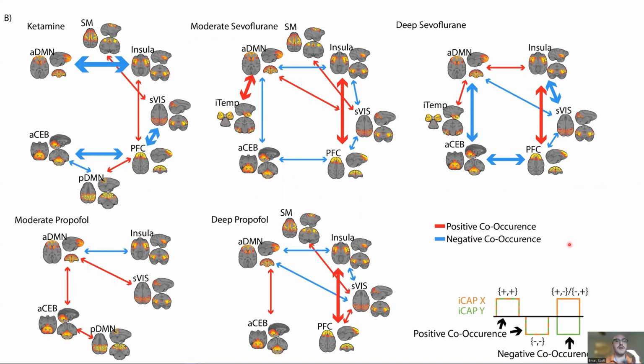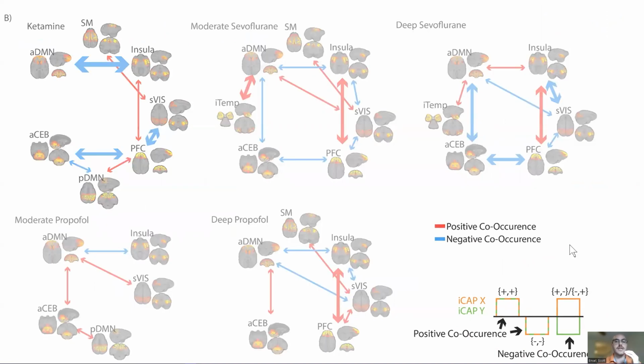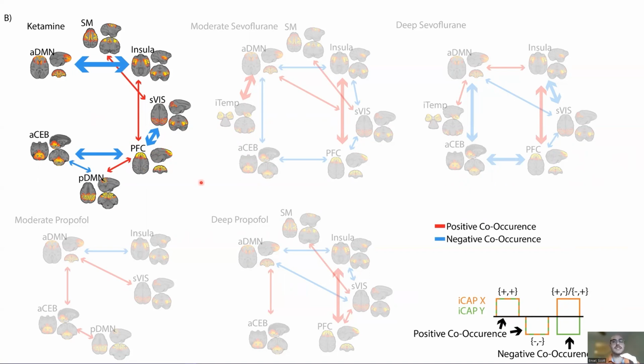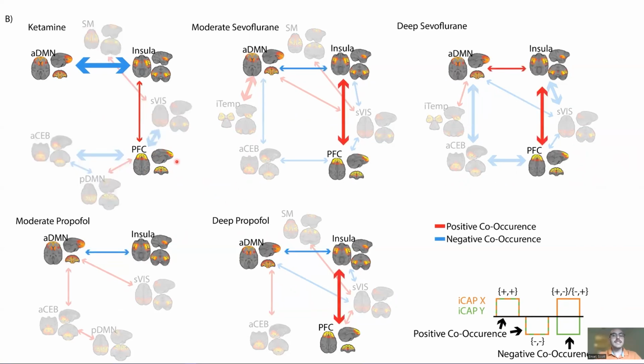Now, there's a couple things that I want to point out. The first is that larger lines mean it's either more negative or more positive, where negative is blue and positive is red. Ketamine here, out of all the conditions, had the largest ratio of negative couplings compared to the other conditions. So this was unique to ketamine. Next, the insula and the DMN are negatively coupled in most of the conditions, while the insula and the prefrontal cortex are positively coupled in most conditions.